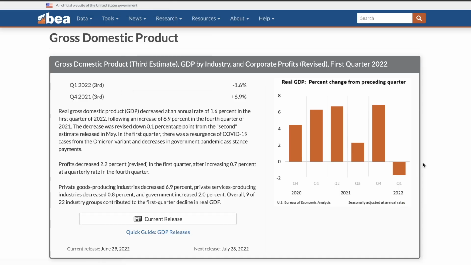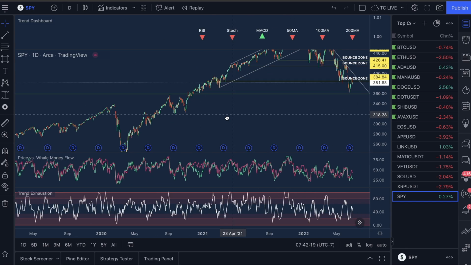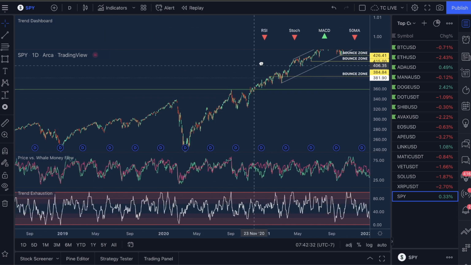So here's the point that I want to tell you guys about. We've been talking about this a lot. If quarter 2 comes out and it is negative, by definition, it means that we're in a recession with 2 negative quarterly reports back to back. But it could definitely happen before then, okay? Just as it did over here.